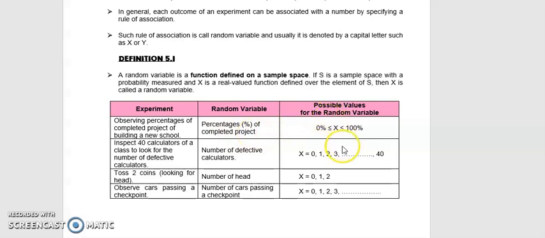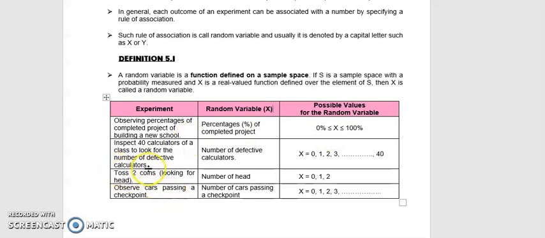Now look at the next column. We have possible values for the random variable. Let's say this random variable, we denote it by capital X. So possible values for X. Our variable just now is the percentage of completed project, right? So examples of possible values, it can be 0%. 0% means that the project is not started yet. If 100%, it means that the project is already completed. Or the value of X also can be 50%, 70%, and so forth.